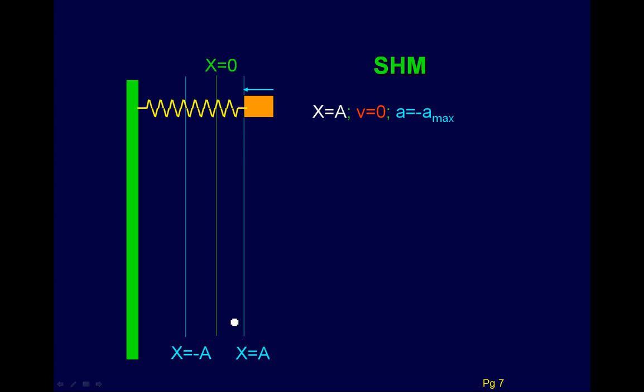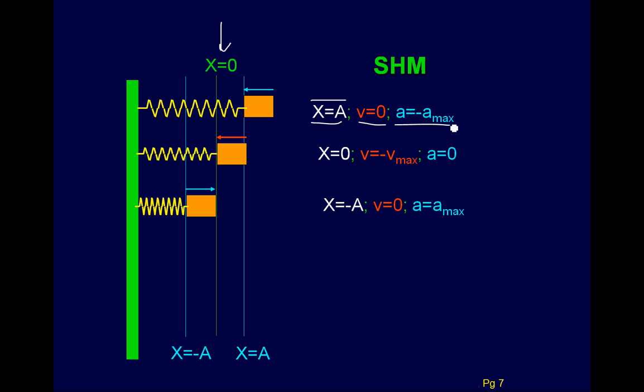Okay, so here's the block. So at the initial point, we're going to call the position positive A. So you pulled this block some distance. So this is the equilibrium position, this little x equals 0 point. And then here you've pulled it out to some positive A. So at that point, the velocity is 0 and the acceleration is a maximum in the negative direction.